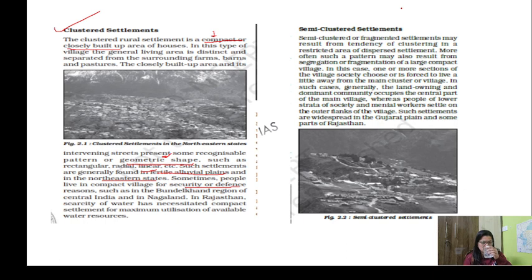Then comes the semi-cluster. It may result from a tendency of clustering into restricted areas. Semi-cluster means people get dispersed, part of the settlement gets dispersed. Okay, and you find these in Gujarat and Rajasthan.